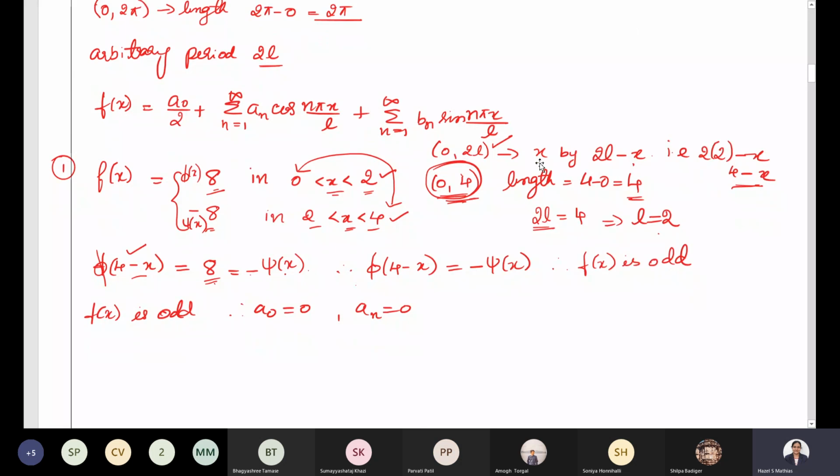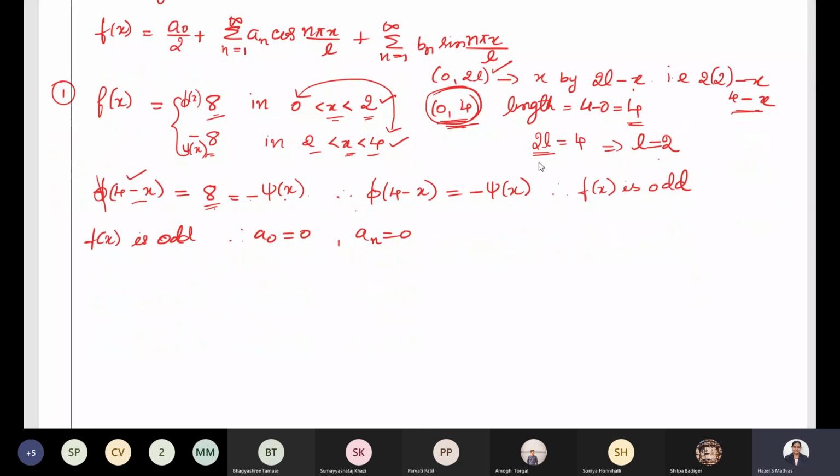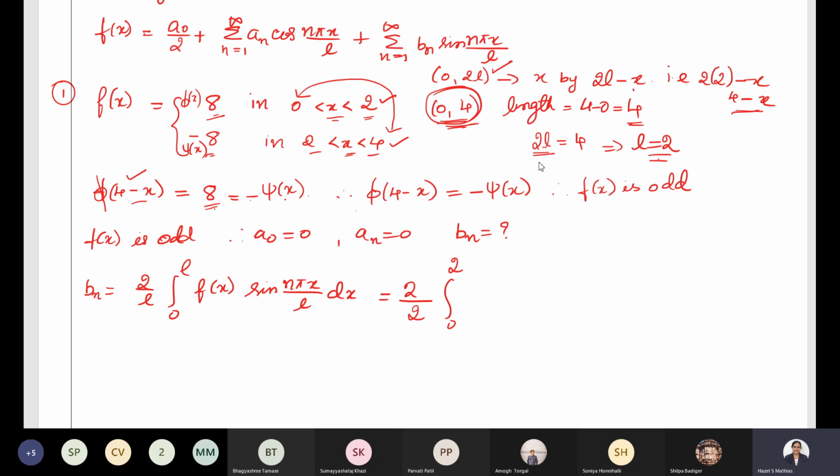Now, next, what happens when these Fourier coefficients are 0? We need to find the third Fourier coefficient, that is Bn. Let's write the formula. What is Bn? It is 2 by L integral 0 to L, f of x sine n pi x by L dx. So this is the formula. So 2 divided by L value is what? It's equal to 2 by 2 integral 0 to 2 f of x.